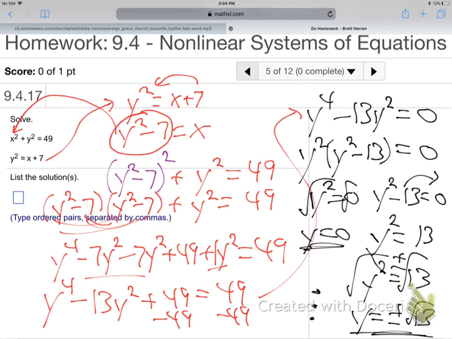So we got the y answers. We got 3 answers: 0, plus root 13, minus root 13. Those are the y's. Each of those will lead to x's. And where are you going to plug in? Where's the easiest place to plug in? We want x. Where's x already alone? Right there. Always go where the thing is already alone. Right?